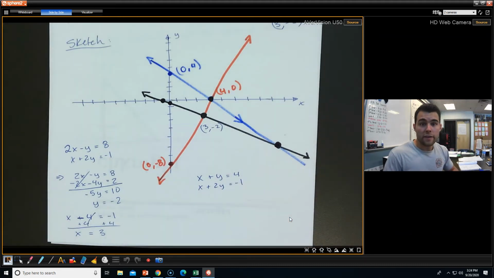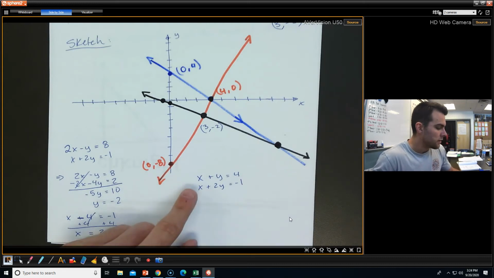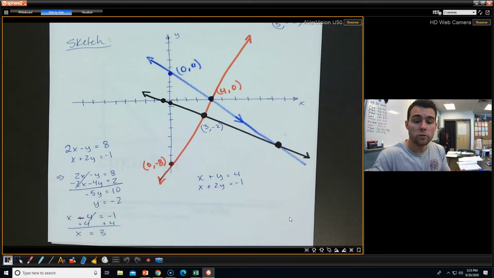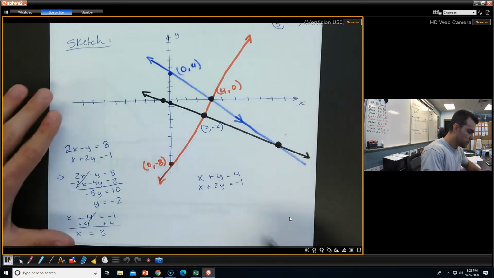Now, I know what you're thinking maybe too. I don't know what you're thinking, but maybe you're thinking about this. Can I substitute, Mr. Knight? Do I have to do elimination? You absolutely can substitute. In fact, let's go ahead and substitute now. What's a good thing to substitute?